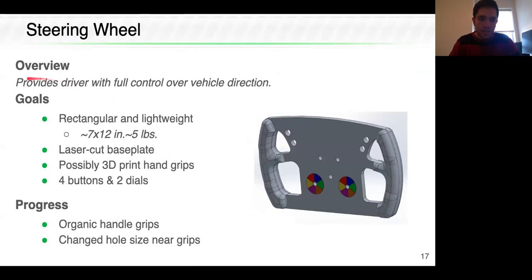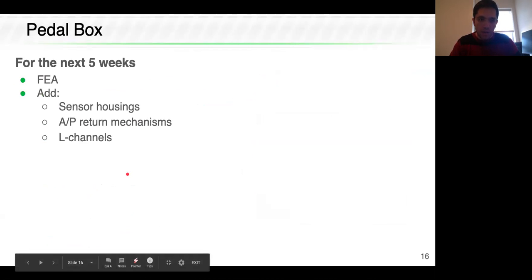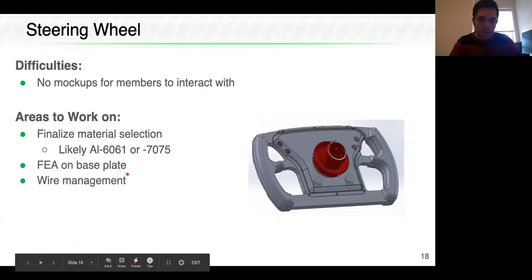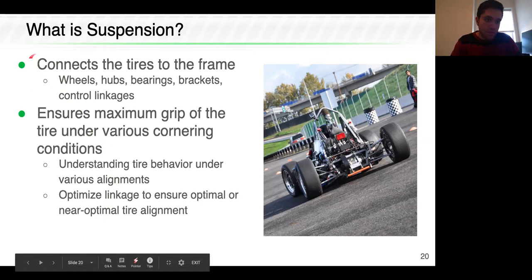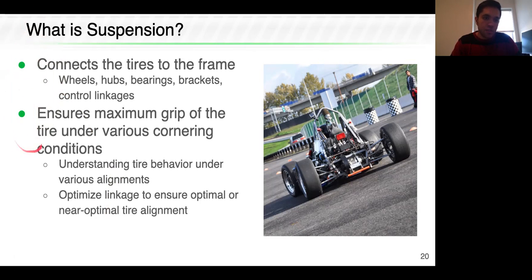And again, these bullet points are no more than 9 words. So 1, 2, 3, 4, 5, 6, 7, 8, just underneath the cusp there. It gets the main points across. This is only to subsidize what you're actually saying in the presentation. So I'd argue these steering wheel slides are really well done. What is suspension? It connects the tires to the frame. And there's this kind of break here, which is nice. This is just, I guess, the system we're going to be using.